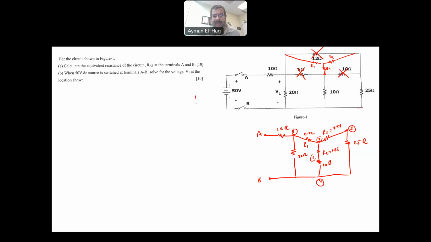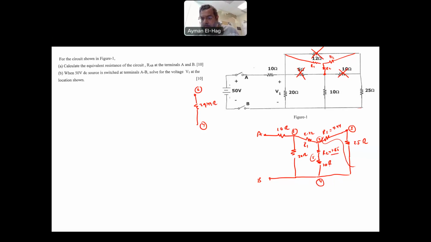So I will have here, and in series meaning what? I will add them. So I will have here 29.44 ohm. So these two are connected together. Now when I connect them, this will be node number 2, the beginning, and the end will be node number 4. Node number 3 between the two will be dissolved because I added the two resistors.